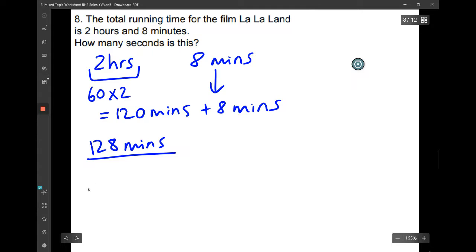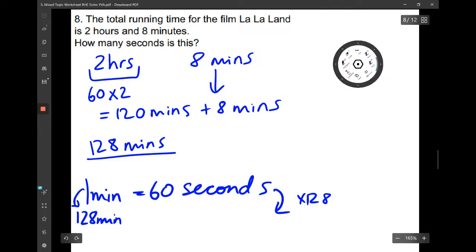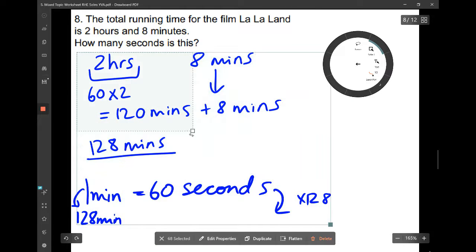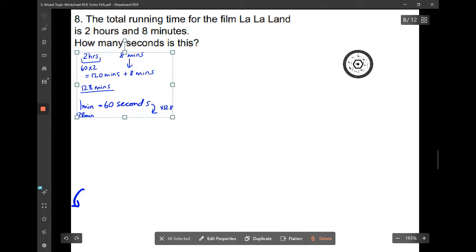I know that 1 minute is equal to 60 seconds. So 128 minutes, well, I'm going to have to multiply 60 by 128. Okay, so we can do that just on the side. Again, I'm just going to make this all a bit smaller. So 60 times 128.